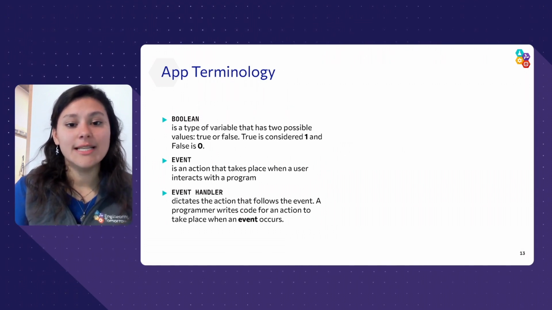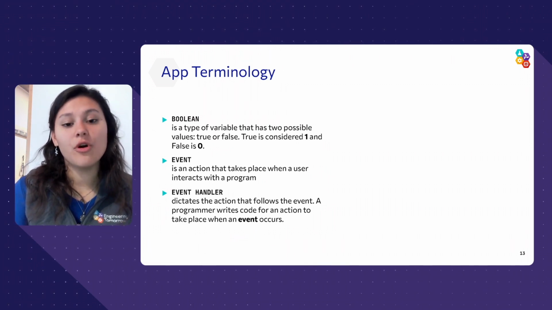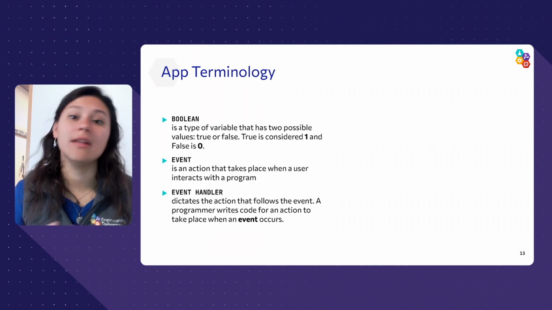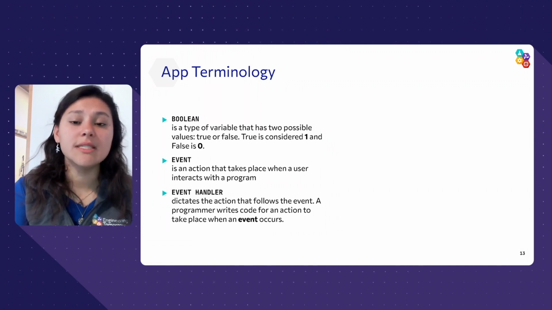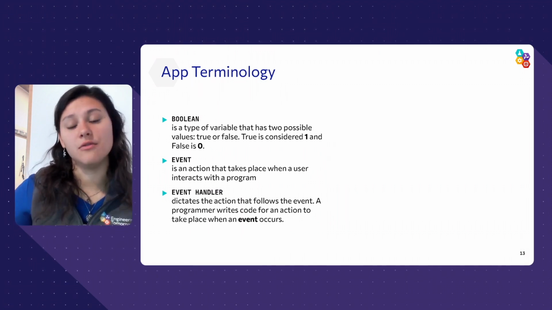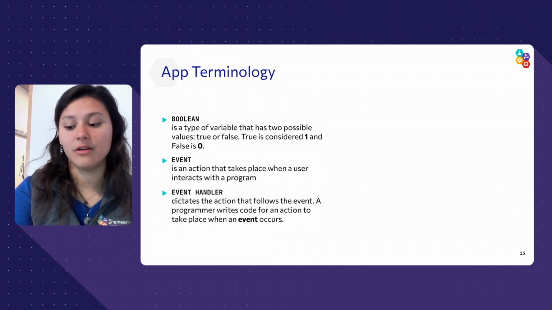An event handler dictates the action that follows the event. A programmer writes code for a specific action to take place when some event occurs. You can see this on different websites, such as when you click a link, it'll take you to that new link's specific address. That would be an event handler.